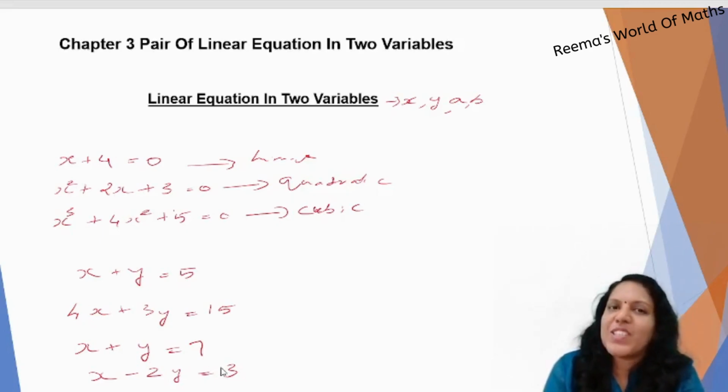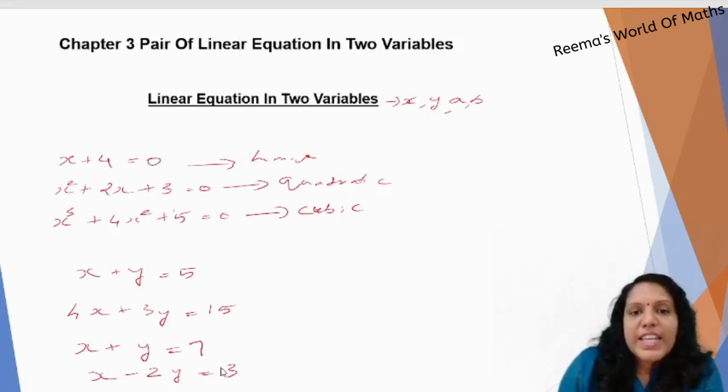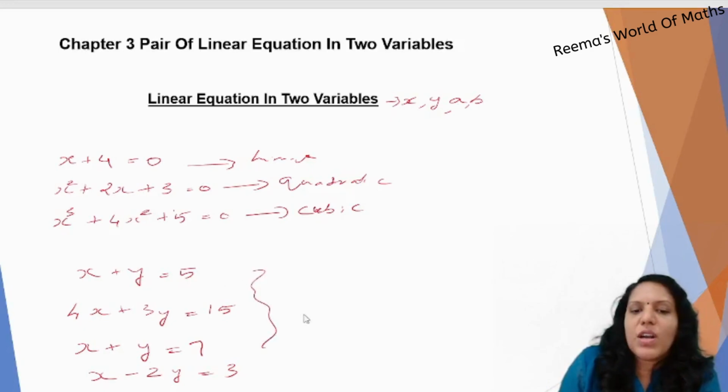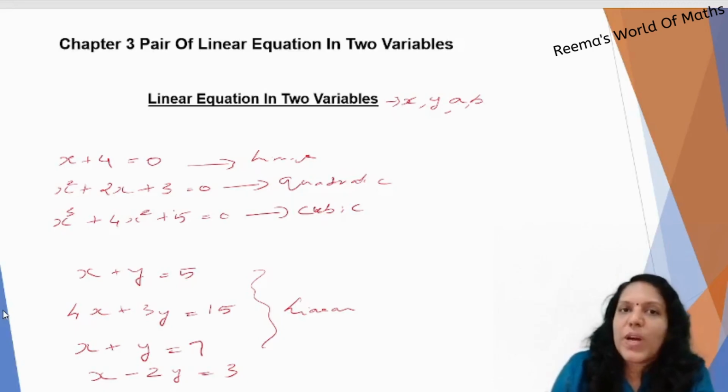So we have learned equations of different types: linear equations, quadratic equations where the highest power of the variable is 2, and cubic equations where the highest power of the variable is 3. Linear equations in two variables have two different variables, x and y, or a and b, but the highest power will always be 1, hence they are all linear.